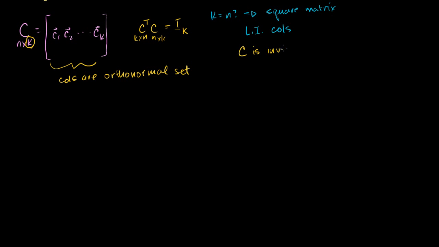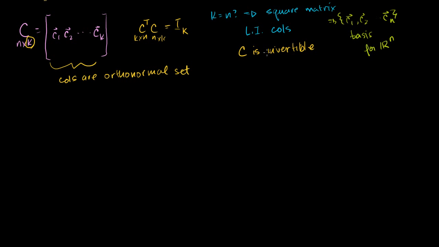C is invertible. It also means that if we have n of these column vectors in a set, that set would be a basis for Rn. So I'll just write that on the side: C1, C2, all the way through Cn, because n is equal to k, would be a basis for Rn. But we'll leave that on the side for now. It's just worth pointing out.